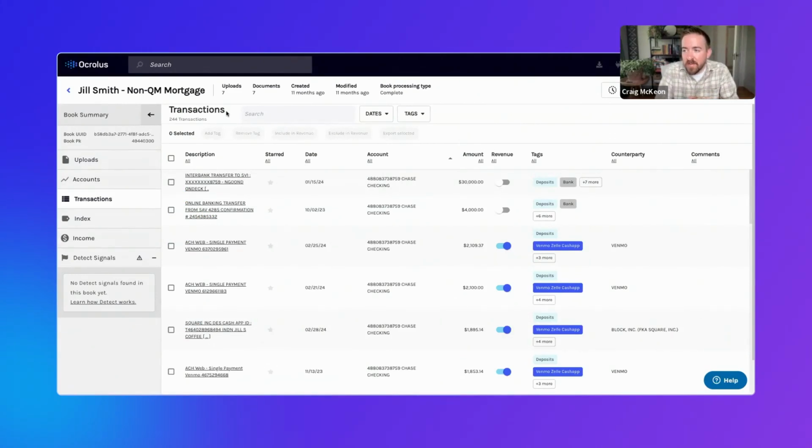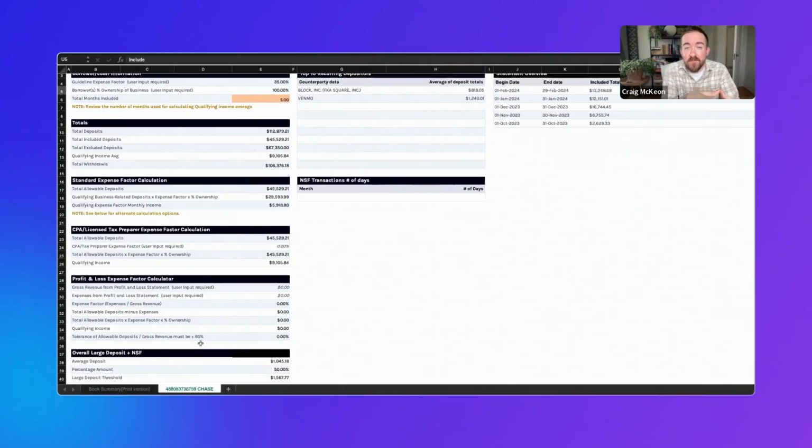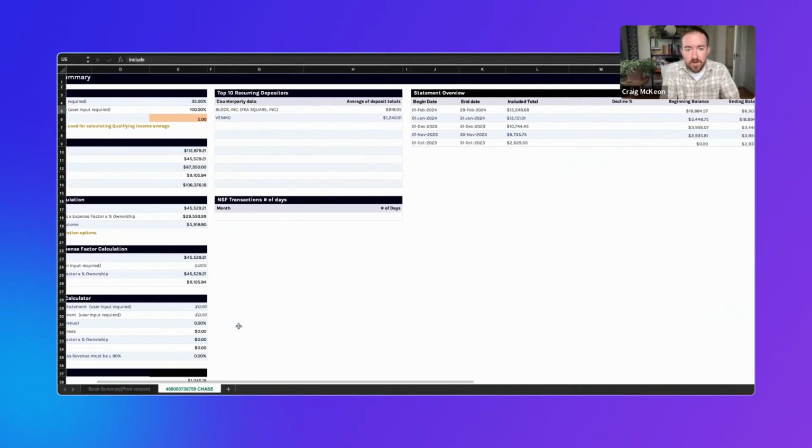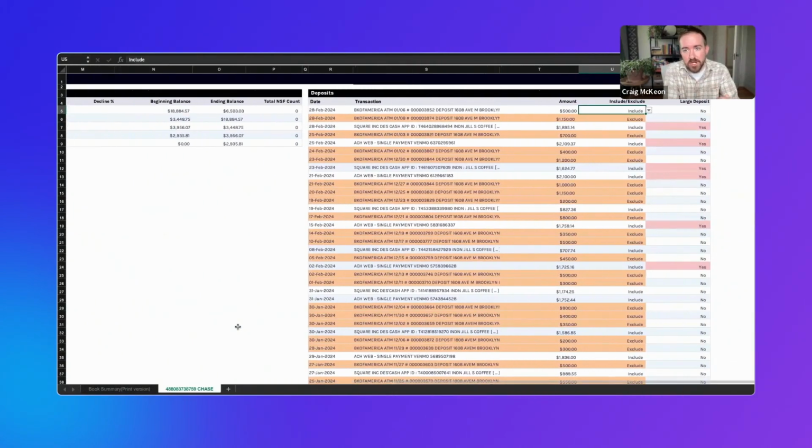Just a clarification, Becca, on the transactions, would those no longer be showing on the printout? So actually on the print version, we'll show the excluded deposits on the printout, the print to PDF version. All of the other transactions, like the total number of transactions, would be on this page.